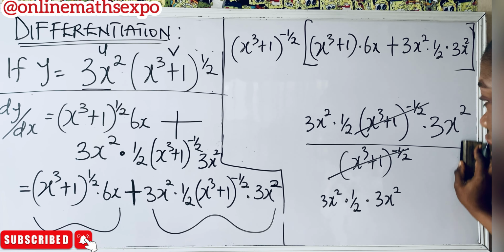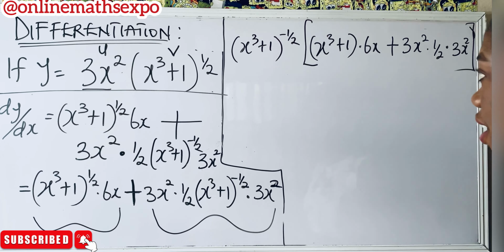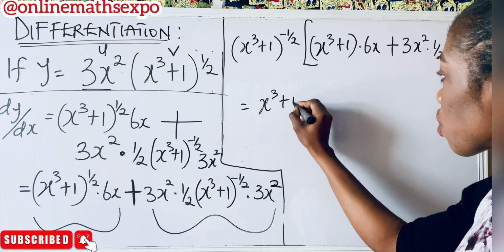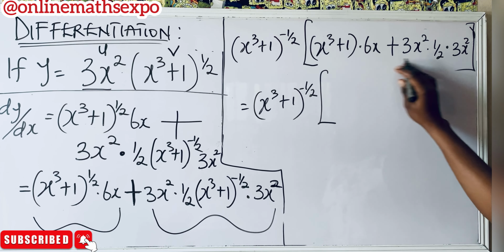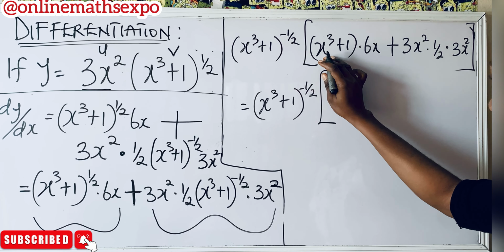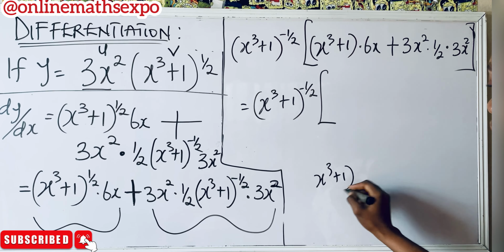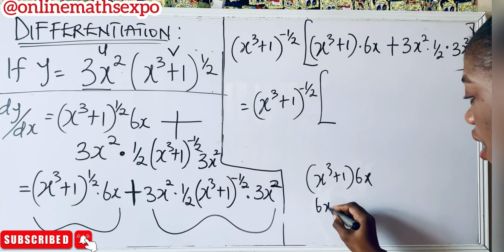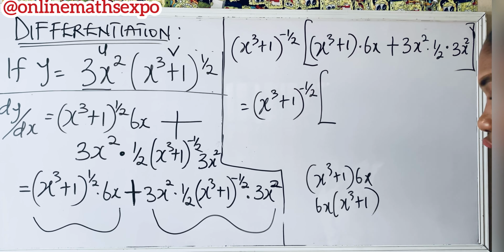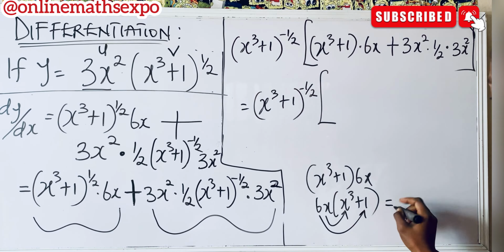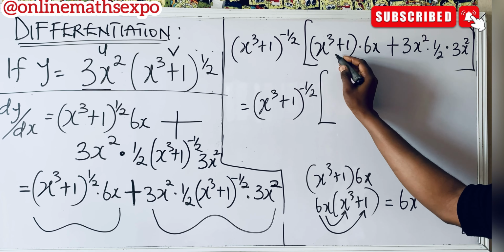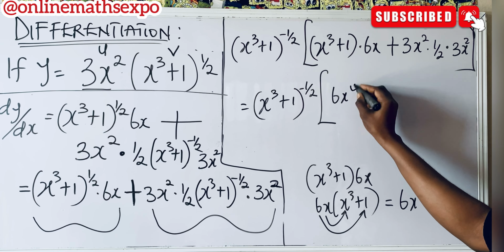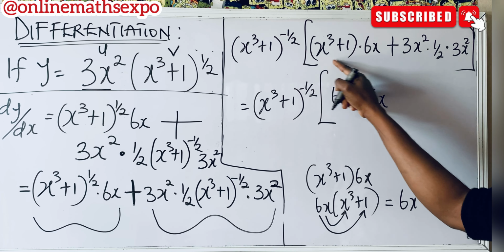So at this point, what do you do? You now simplify again to have x cubed plus 1 to the power of negative half into, we can use this to expand this, okay? Remember, when you have x cubed plus 1 like this, it means 6x into x cubed plus 1. So use this to distribute. And that will give us 6x times this is 6x to the fourth, plus 6x times this is 6x. So if you expand this, we are going to have 6x to the power 4 plus 6x.